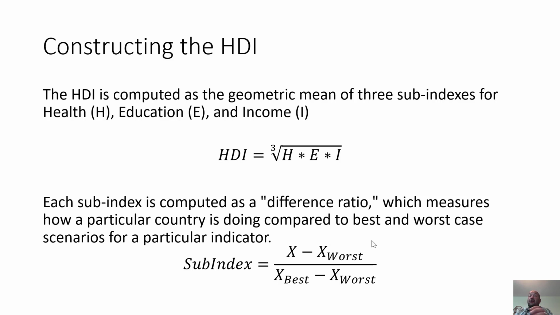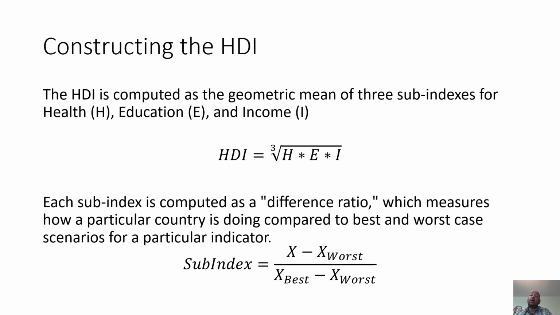So for example, if a country has the worst possible case scenario, then that means that the numerator of this equation here is going to be 0. And so for the worst possible case scenario, that sub-index is going to be 0. Now, if the country has the best possible case scenario, then you can see that the numerator and the denominator are the same thing, and then that sub-index is going to be equal to 1. And so this sub-index is going to be somewhere between 0 and 1 for whatever country we're looking at.